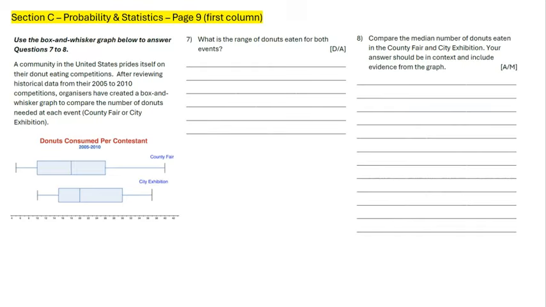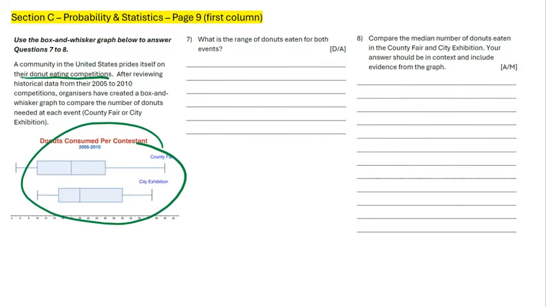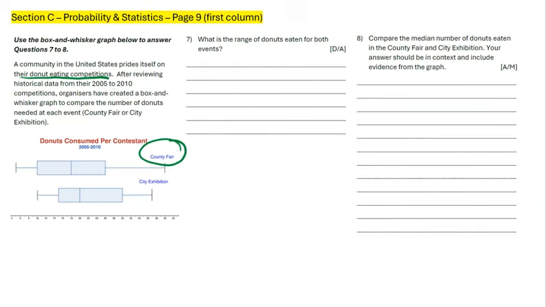So we've got a community in the United States that prides itself in its donut eating competition, and where I got this graph from, it actually did suggest that this was real data that they collected, so I thought that was fun. After reviewing their historical data from 2005 to 2010, the data is a bit old, organizers have created these box and whisker graphs to compare the two events. And we can see the county fair down there and the city exhibition there.